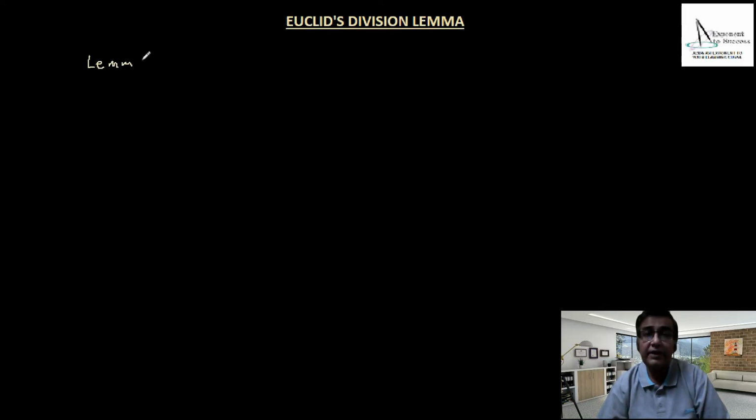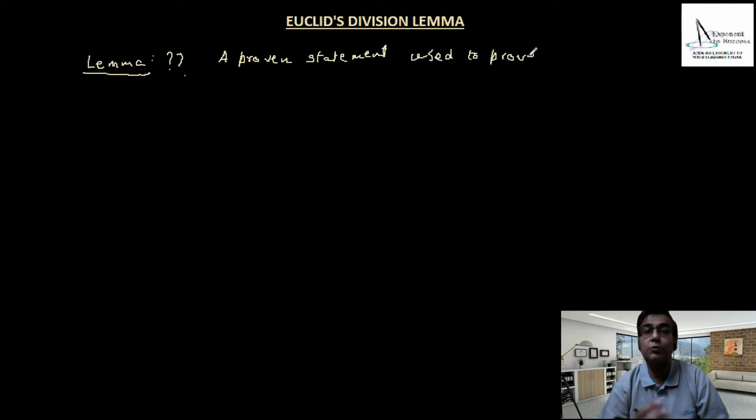So first of all, let's understand what lemma actually means. Well, lemma actually means a proven statement used to prove another statement, meaning it's a statement which is used to prove another statement, and we'll study how to use it, and we are going to try to understand what a lemma means or how to use it by looking at various examples.